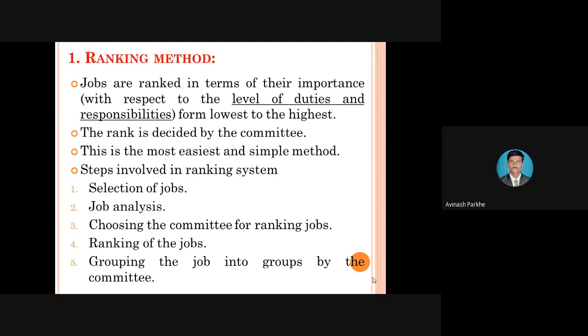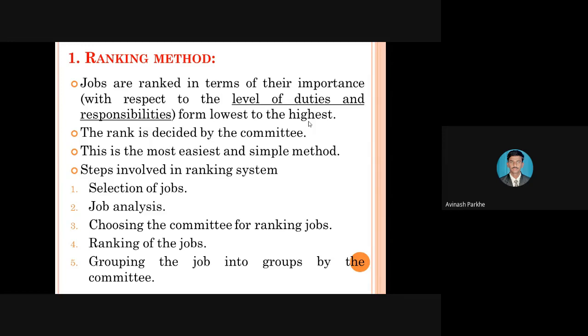So the first one is called the ranking method. It is very simple, and most of the time we are also implementing such ranking methods in our day-to-day applications, as per our requirement. Ranking method, as the name itself suggests, means that a ranking is given to a particular job. Here I have written that the jobs are ranked in terms of their importance from lowest to highest. What ranking do I have to give? High, medium, low. So these are the 3 rankings.